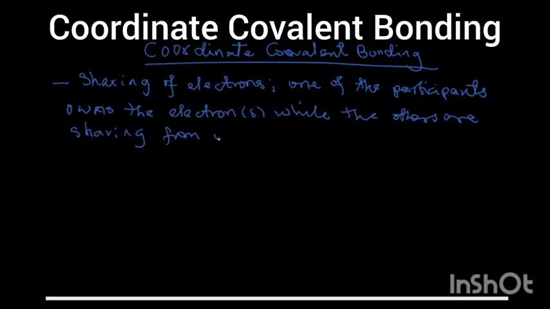So in this case, it is different from ordinary covalent bonding, because in ordinary covalent bonding, the participants are sharing electrons equally. Maybe 1, 1, 2, 2, 3, 3. You get the point. But in coordinate covalent bonding, there is sharing of electrons, but not in equal proportion. One of the participants owns the electron, while the other is just coming to share from the electrons.